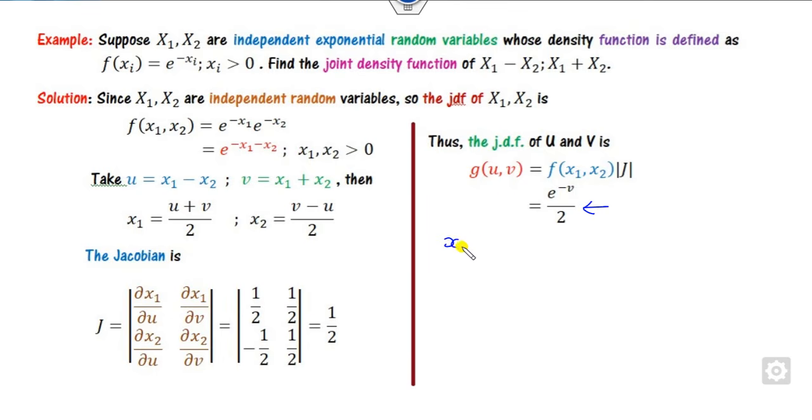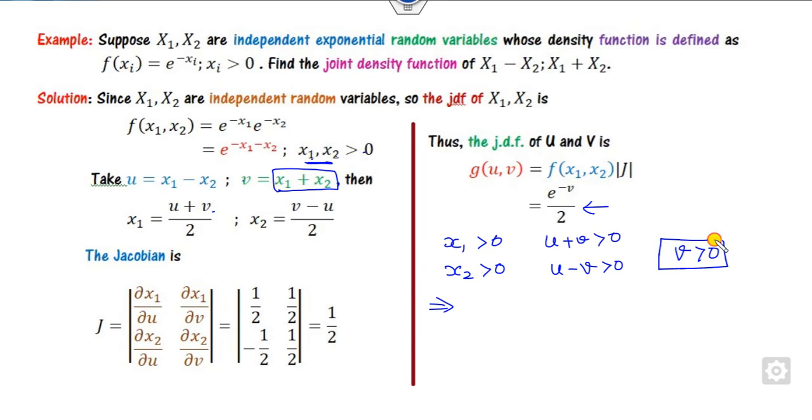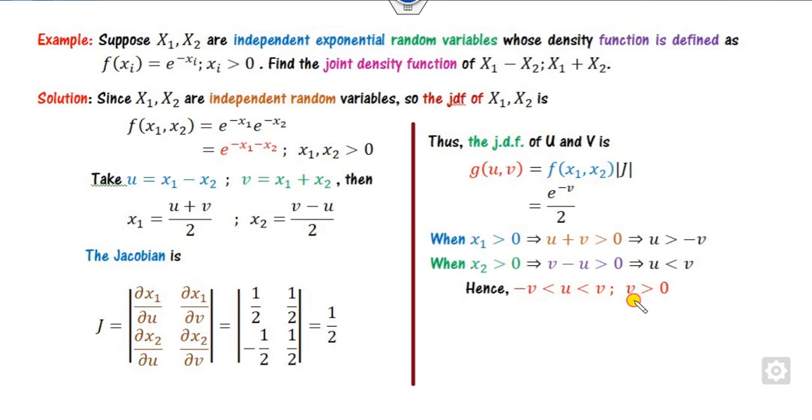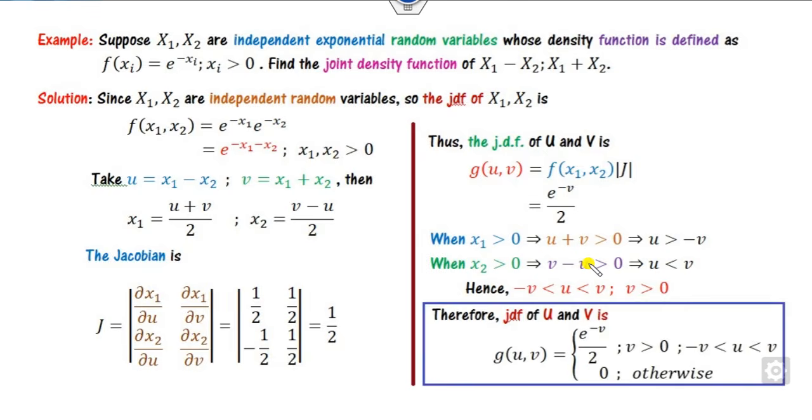How can you find the domain? Since x1 is greater than 0 and x2 is greater than 0, what is the meaning of that? u plus v is greater than 0 and u minus v is greater than 0. Also, whenever x1 and x2 are both greater than 0, the sum will also be greater than 0, so v greater than 0 is satisfied. So you can find the limits here. Therefore the PDF is this, the required answer.